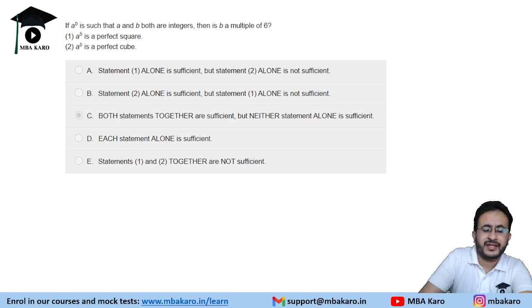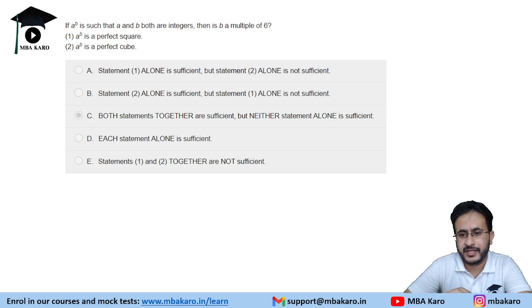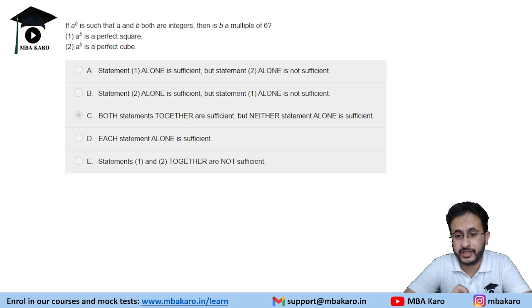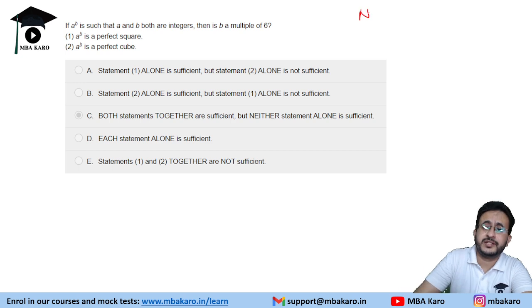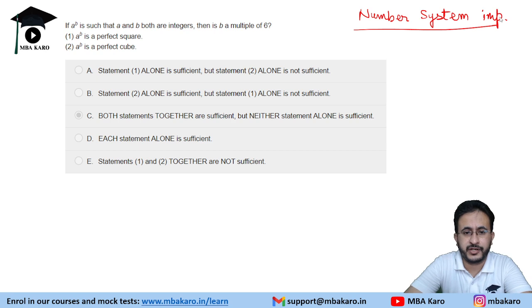Next question, if a raised to the power b is such that a and b are both integers, b is a multiple of 6. Now here I would like to state one important thing, for NMAT please cover number system. It's a humble request, that you may not get direct questions on number system, but I have seen in the past that most of the questions from data sufficiency revolve around number system.